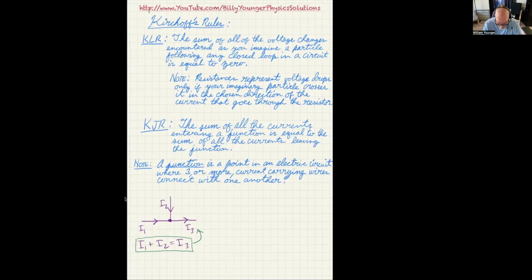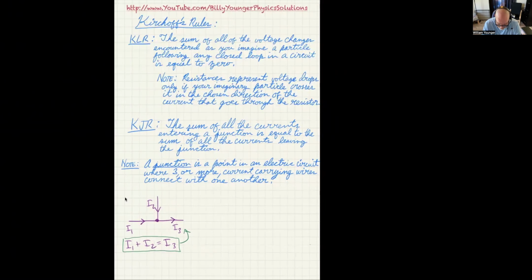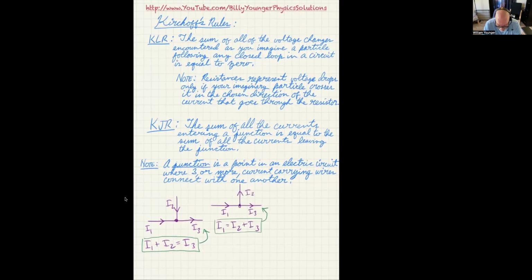Here's another diagram just to make sure you understand entering a junction versus exiting a junction. In this case, you've got I1 entering the junction and only I1.